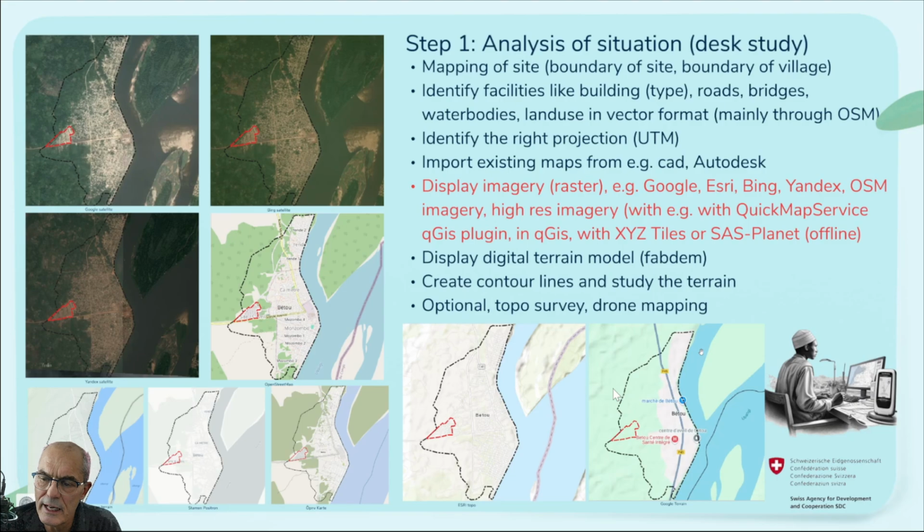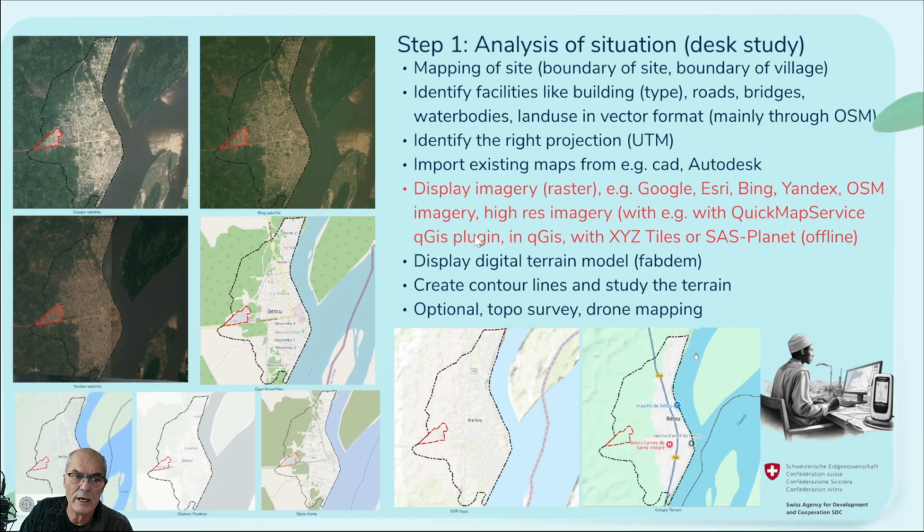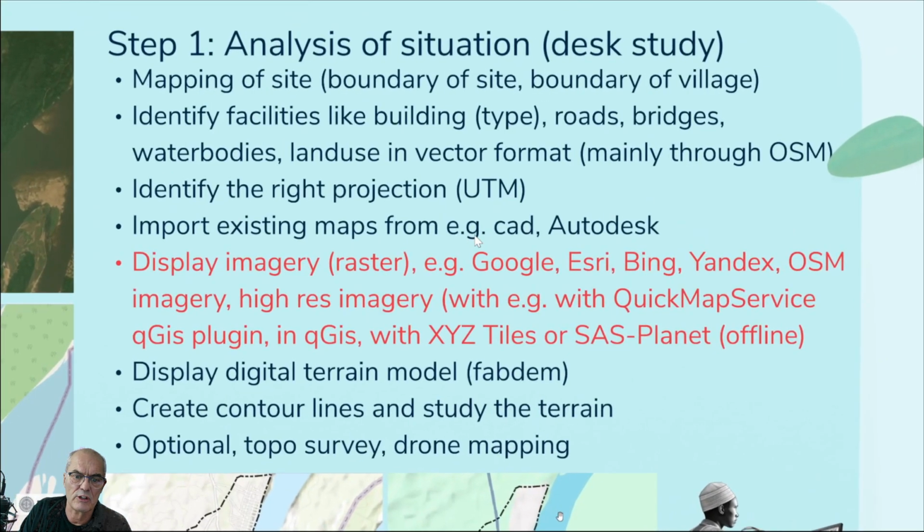Therefore, I also like to mention SAS Planet, which is open source software, a Russian software, which gives you the possibility to download the images in different scales, and then you have them on your computer forever, so you don't need to always be connected to the internet. So now we have our site georeferenced, we have all the facilities, roads and shelters in vector format. We have as well raster images, as many as we can.